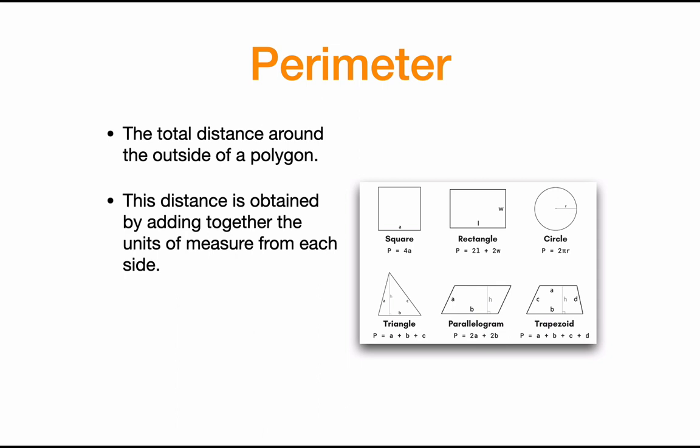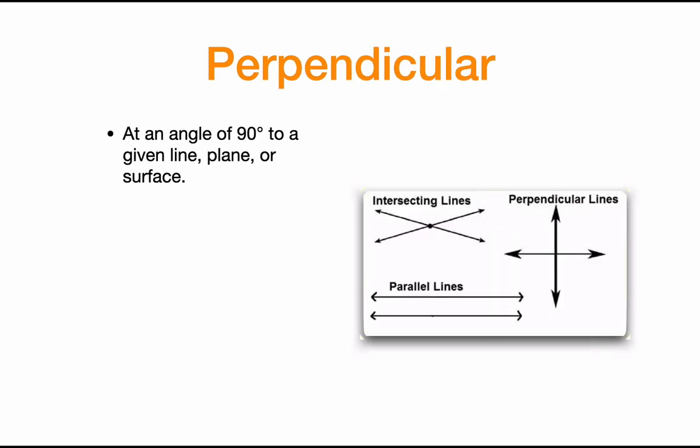Perimeter, the total distance around the outside of a polygon. This distance is obtained by adding together the units of measure from each side. Perpendicular, at an angle of 90 degrees to a given line, plane, or surface.